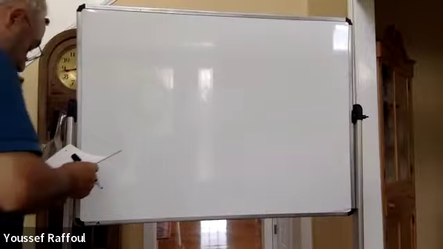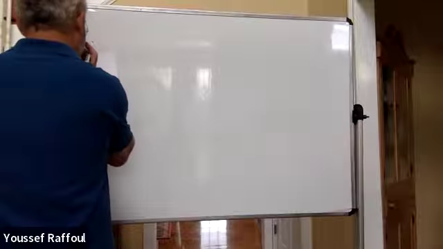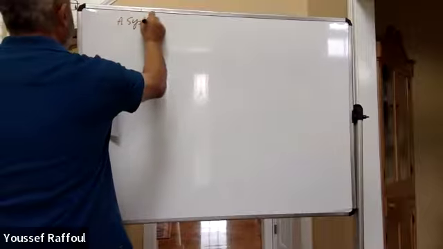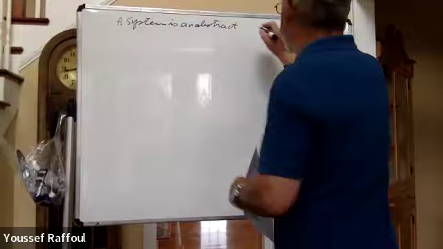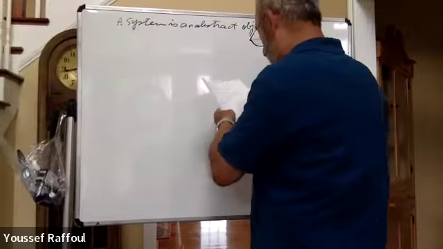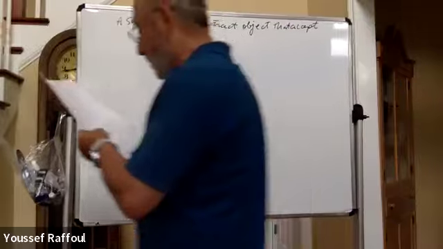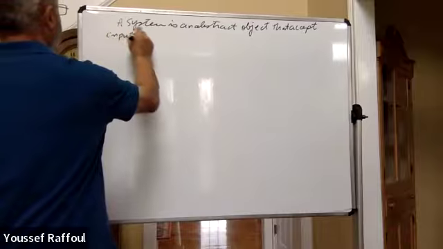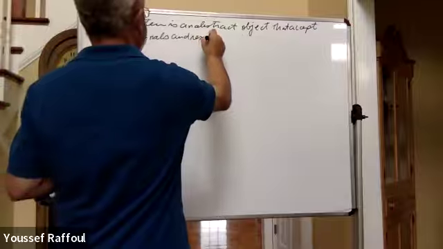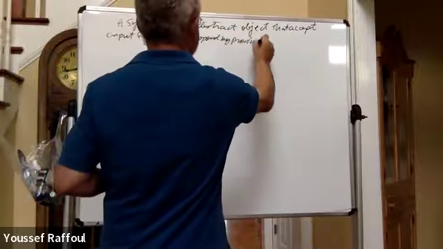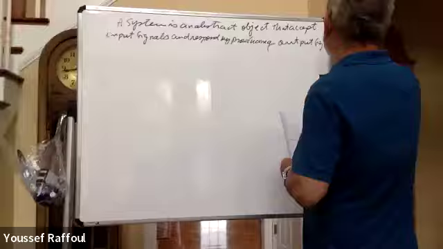A system is an abstract object that accepts input signals and responds by producing output signals. Okay?